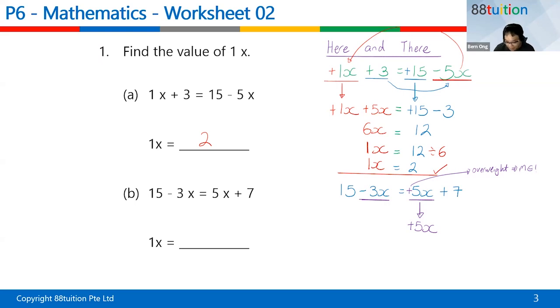So minus 3x. The minus is like underweight. You are supposed to bring it across to this side, because you are supposed to gather all the x.